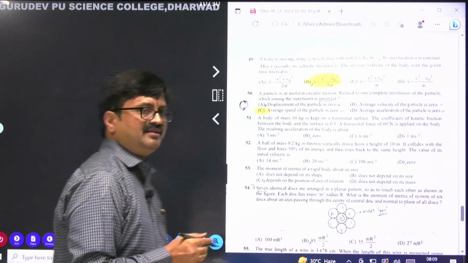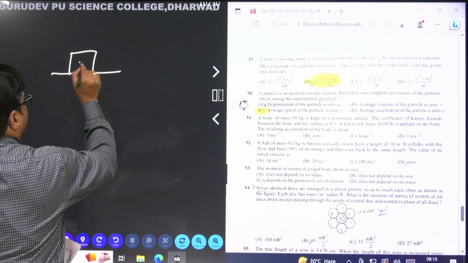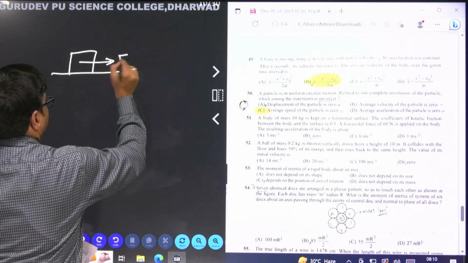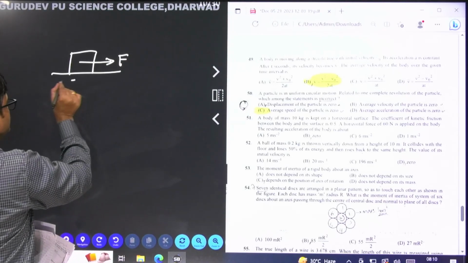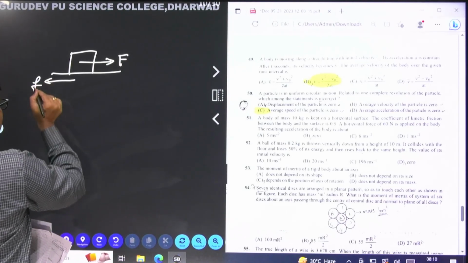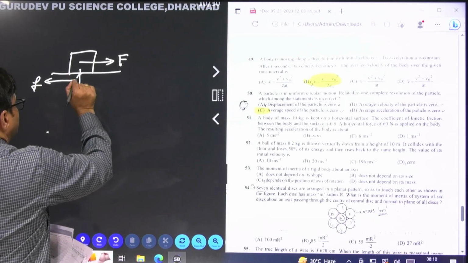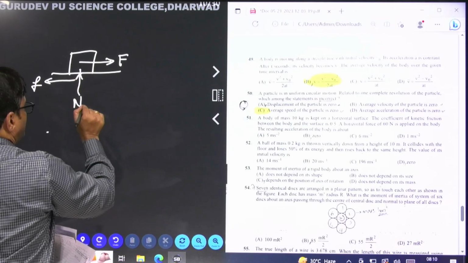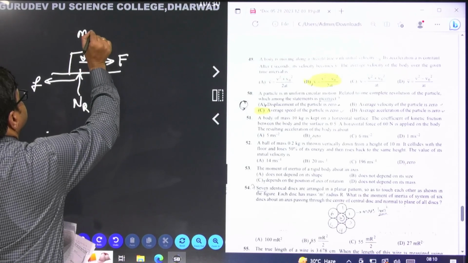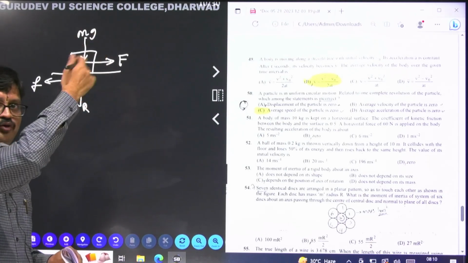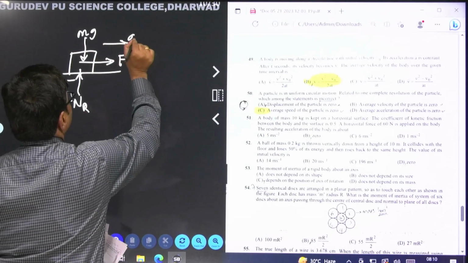To find the resultant acceleration, let me consider the situation in this manner. This is a body. Here we are applying the force F, and this is the direction of motion, and opposite to the direction of motion we will have the force of friction. I'll consider the normal reaction in this way, and here we have the self weight mg. From this free body diagram I'll also mark the acceleration in this direction.